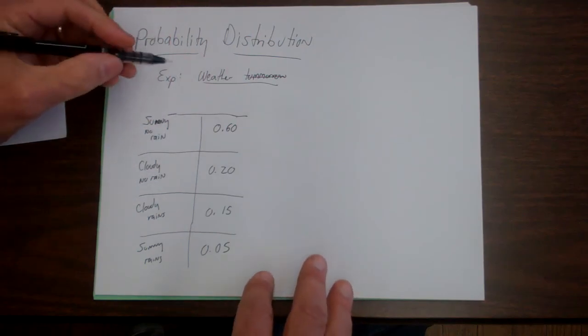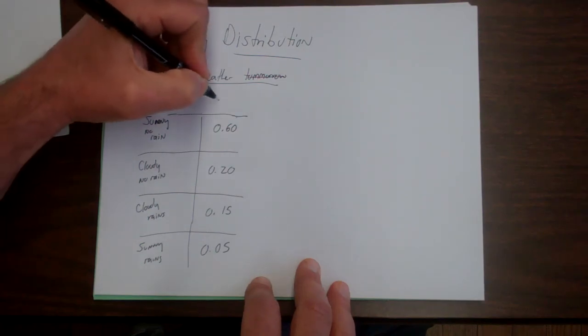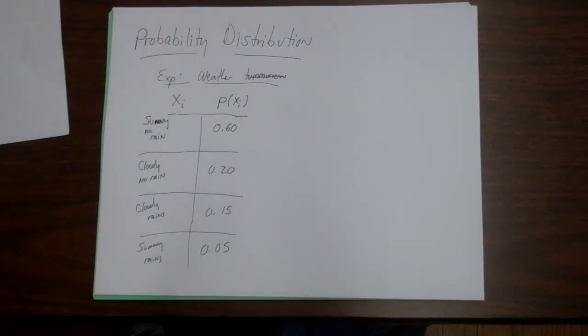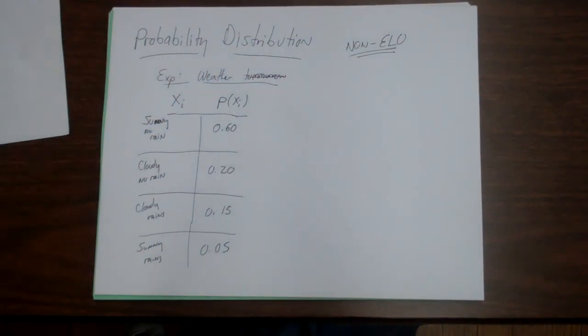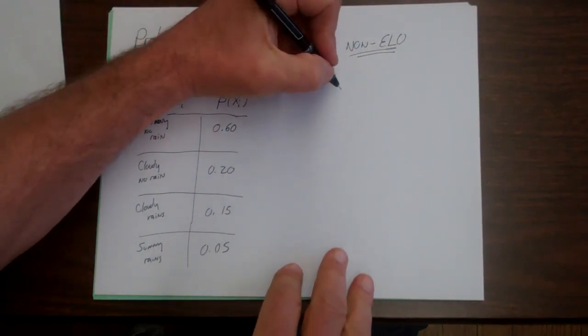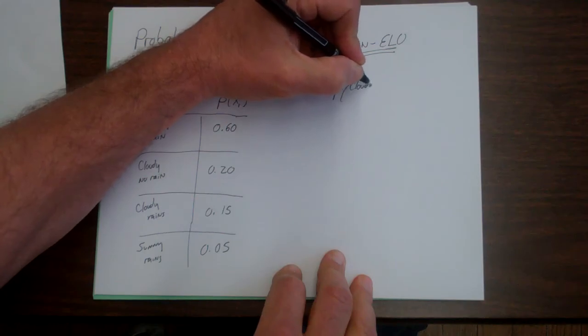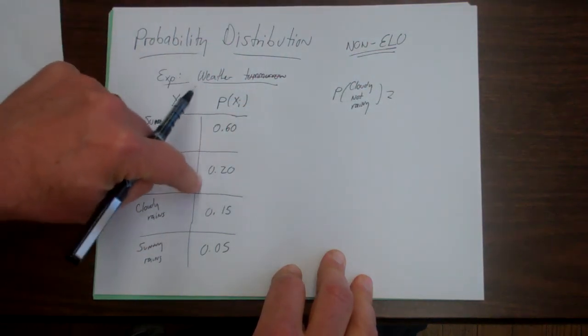In some sense, if you want to define this, a lot of times this will be given a variable name. This is like xi, and this is p of xi. You don't have to do it that way, but that's a fine way to do it. And in that case, this is clearly a non-ELO problem. So what you can do is find the probability of simple events and compound events. The simple events are pretty easy. The probability that it is cloudy and not raining is simply 20%.